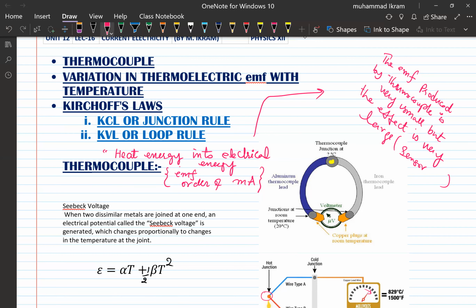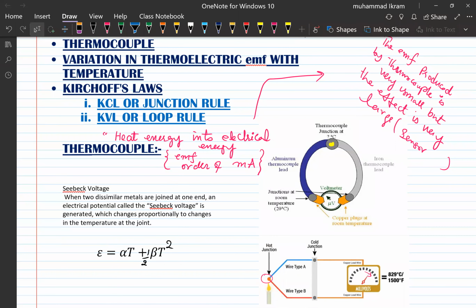Now, what is a thermocouple? A thermocouple is formed when two dissimilar metals are joined at one end. An electric potential called the Seebeck voltage is generated, which is proportional to the change in temperature at the joint. One metal is, for example, aluminium, and the other is iron. One end is joined at a temperature of, for example, 0 degrees centigrade.